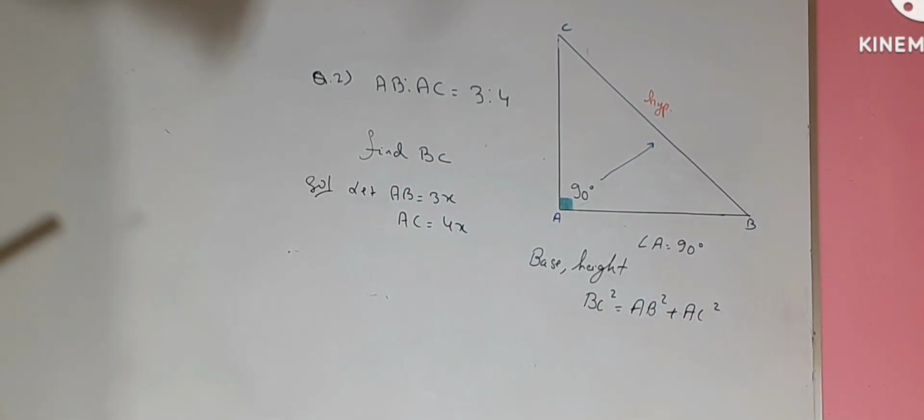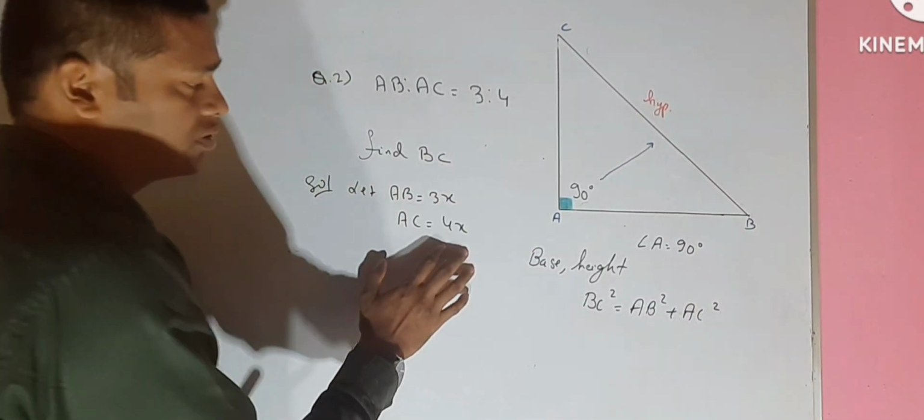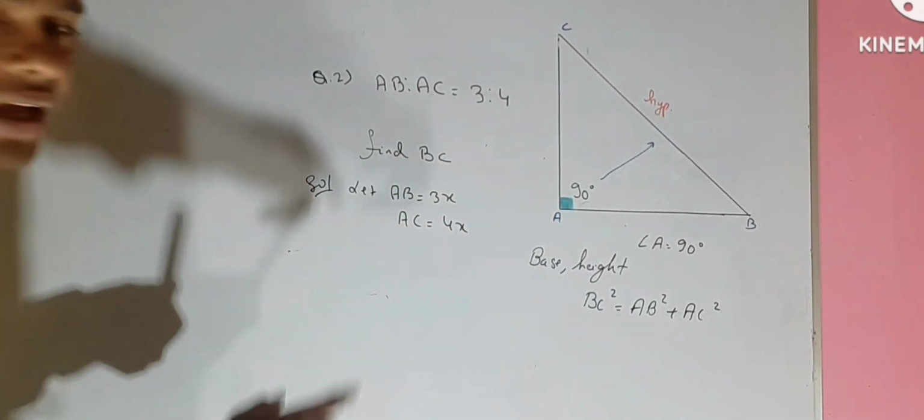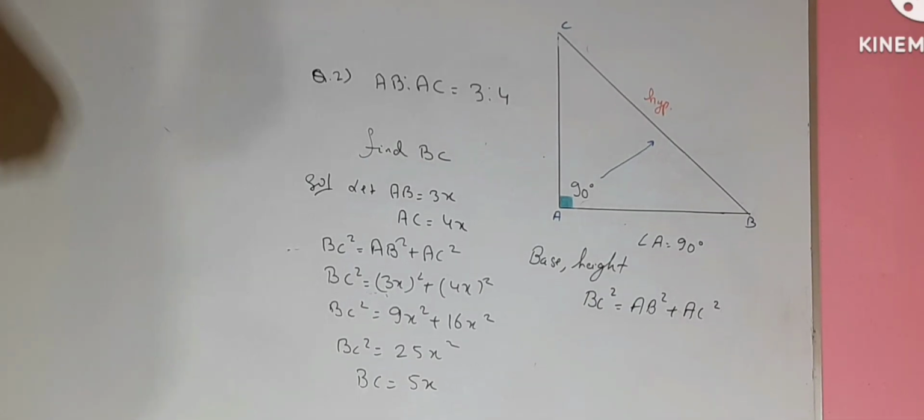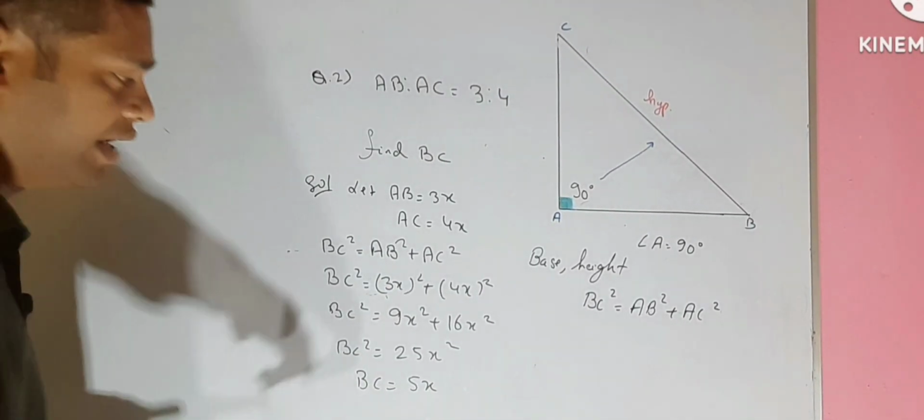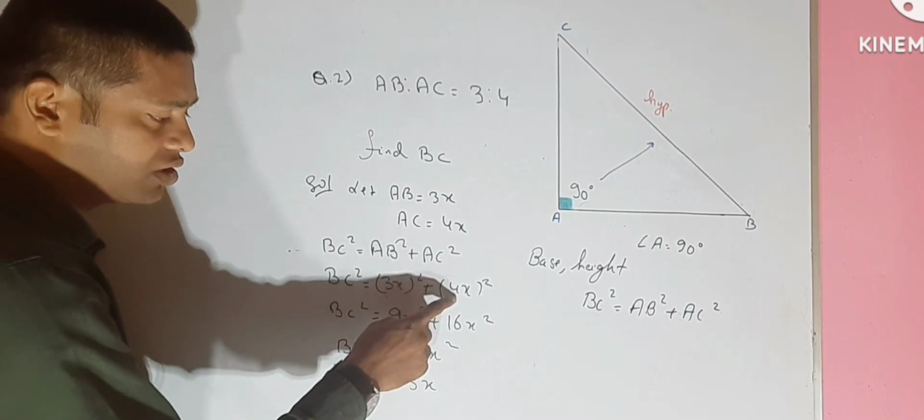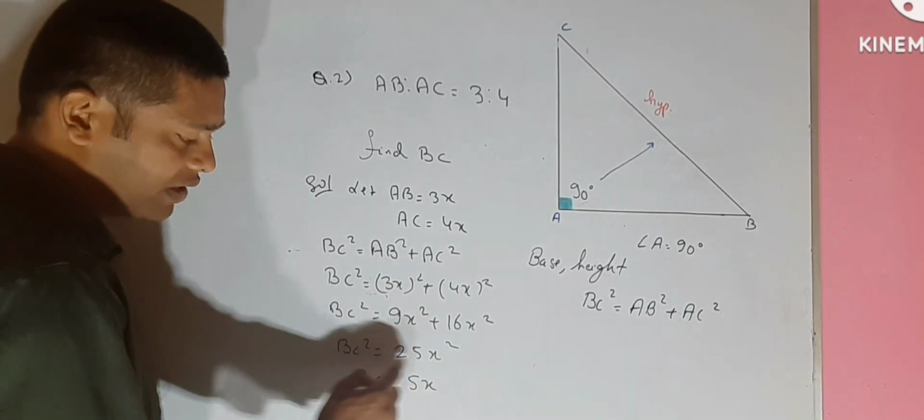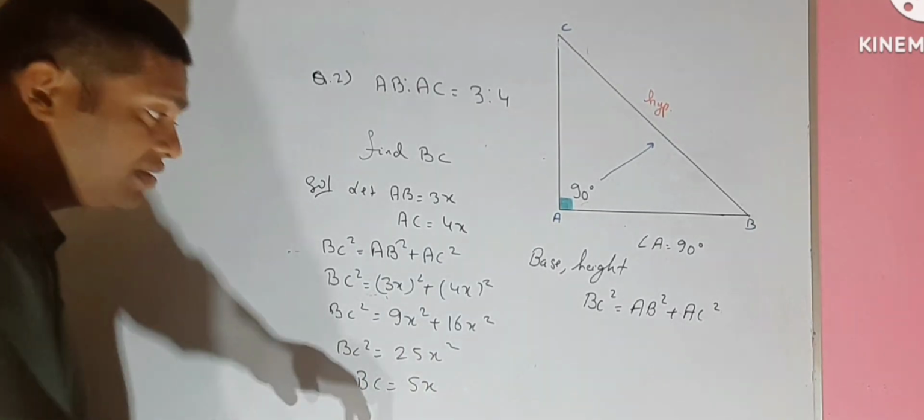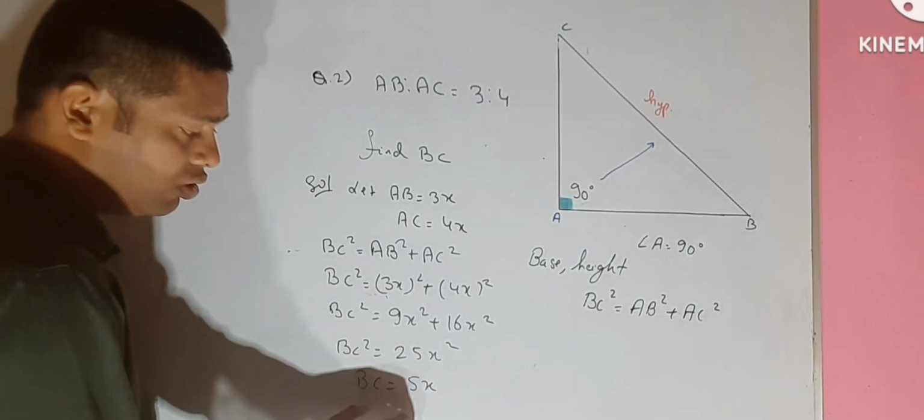After that, the process is the same. Now these are the values with x, and we have to find BC. We'll write the same formula again and replace all the values. Instead of 9, it will have 9x square, and instead of 16, we will have 16x square. So 25x square, now root. 25 will become 5, x square will become x. So BC is in the form of x, so it will be 5x.